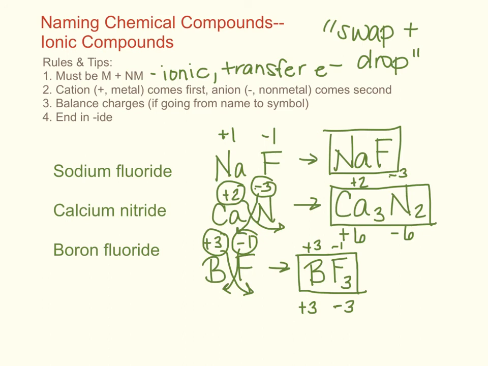And that's it. That's how to name ionic compounds. If you're just going from symbol to word, just name it, and make sure it ends in "ide." If you're going from word or name to symbol, you have to look up your charges and then swap and drop them to balance so that your molecule has an overall neutral charge.